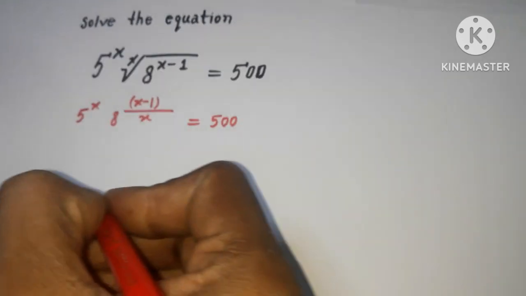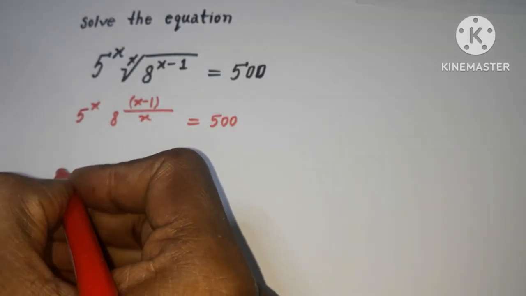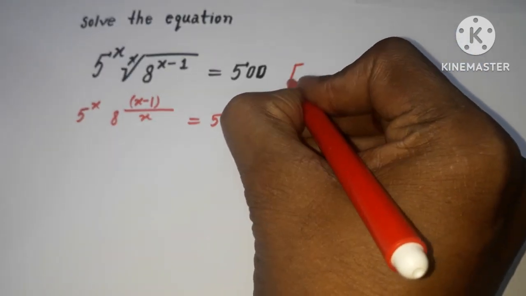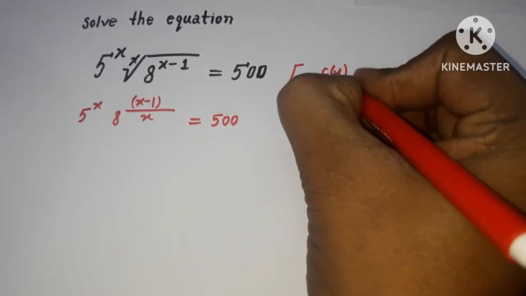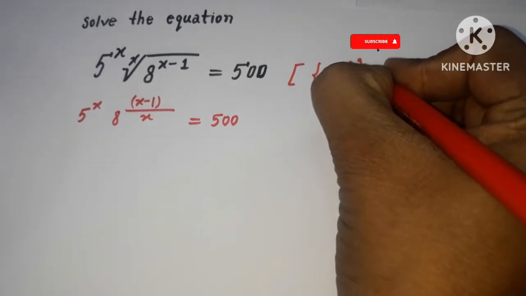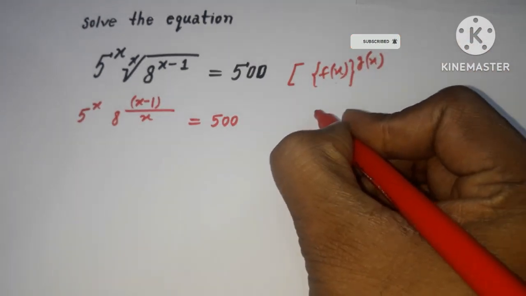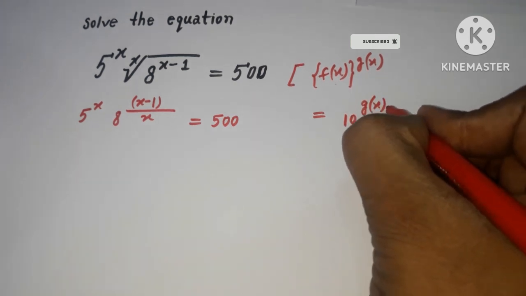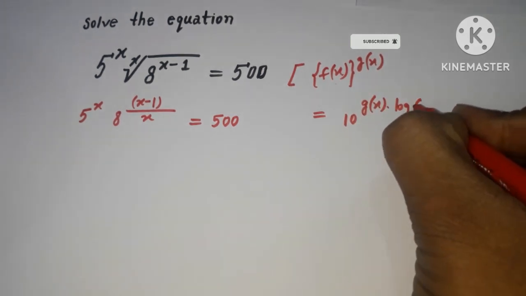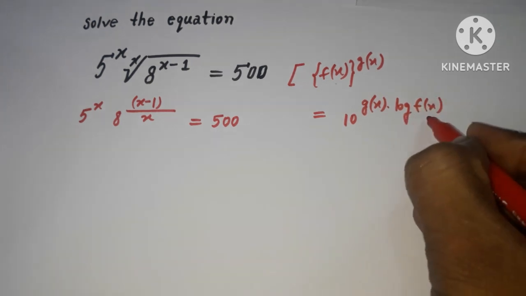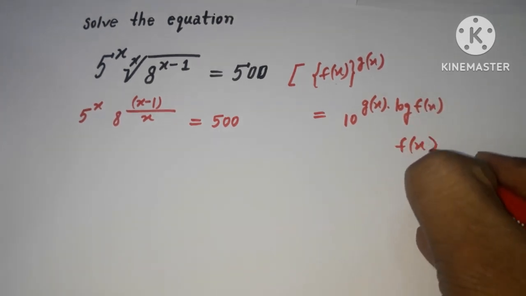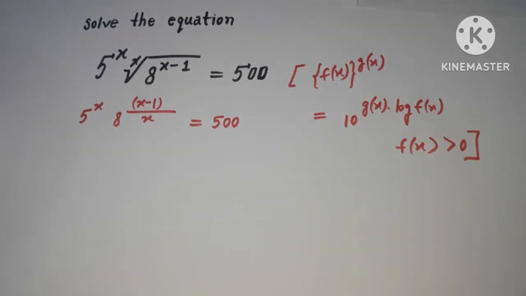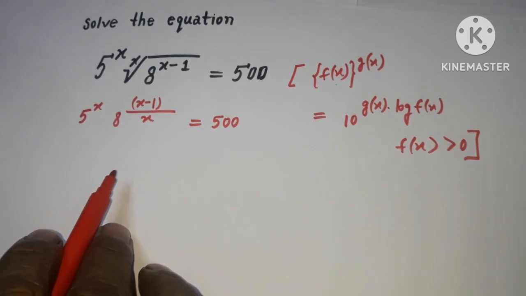Before solving this question, I would like to recall one equation. That equation is f(x) to the power g(x). This could be written as 10 to the power g(x) into log f(x), where f(x) should be greater than 0. So I am going to use this formula to solve this question.